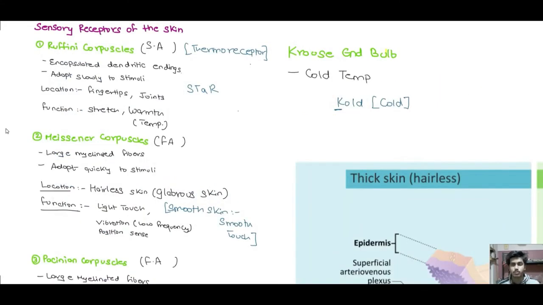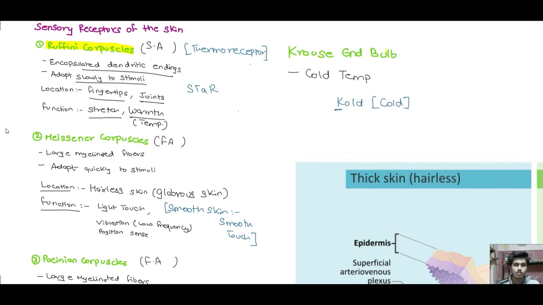So starting with the different types of somatosensory receptors present on our skin, we have firstly the Ruffini corpuscles. Now next to each receptor I have written SA and FA. So SA stands for slow acting and FA stands for fast acting. And also I have a mnemonic which would help you to remember the function of each receptor. The Ruffini corpuscles are the encapsulated dendritic endings which adapt slowly to the stimuli and are located in the region of the fingertips and the joints. And they function as stretch and warmth receptors, that is the temperature.